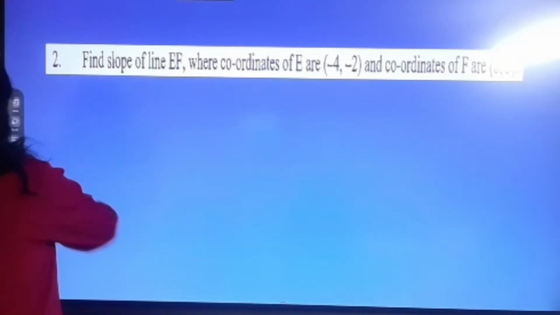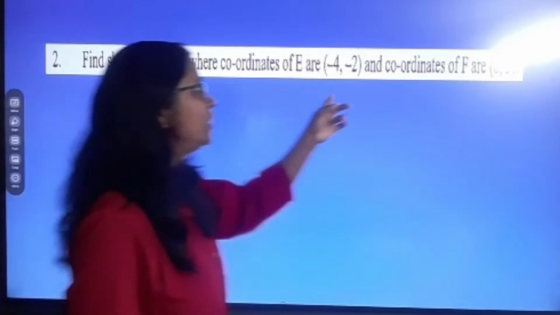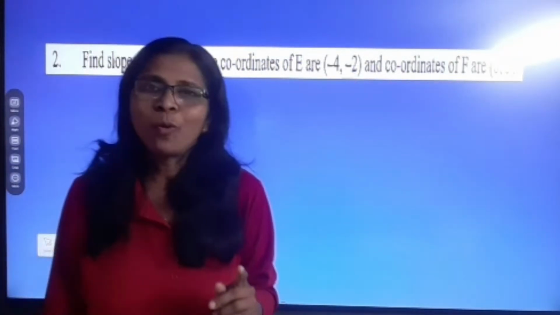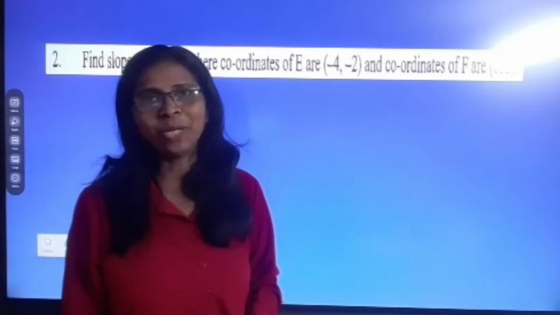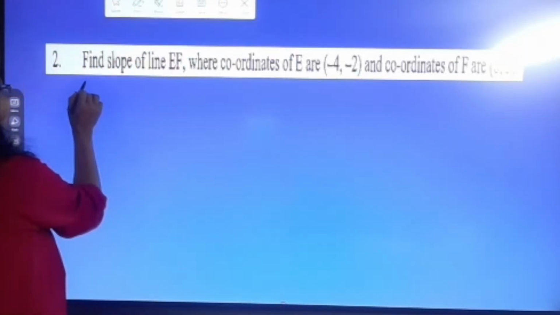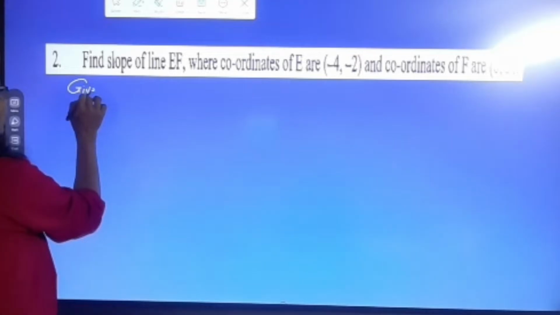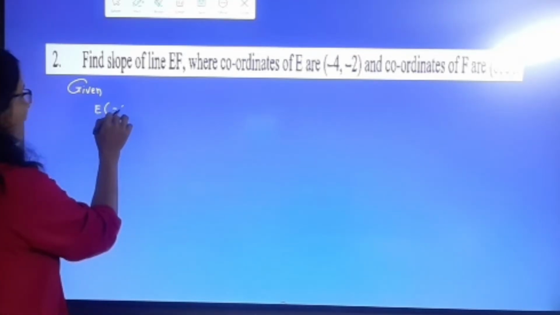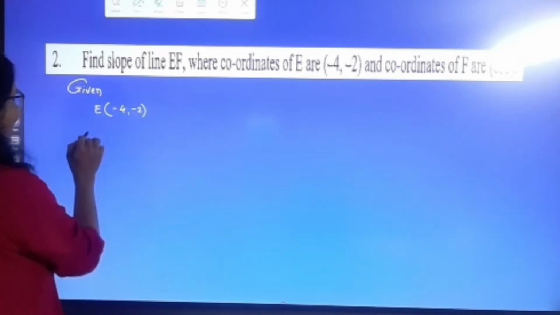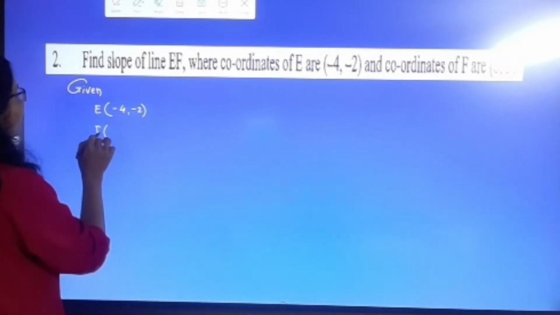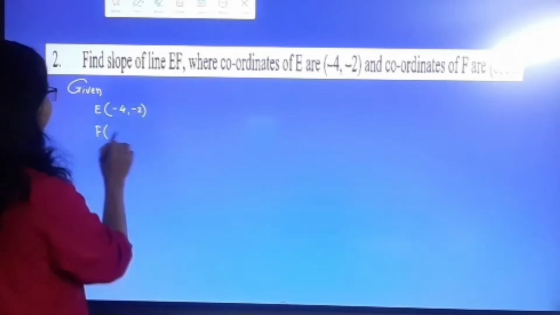Now here the 2 points are given, and we have to find out the slope of the line by using the formula. Okay students, first I write down the given. The given is the coordinates of E, that is -4, -2, and the second is F, and the coordinates are 6, 3.